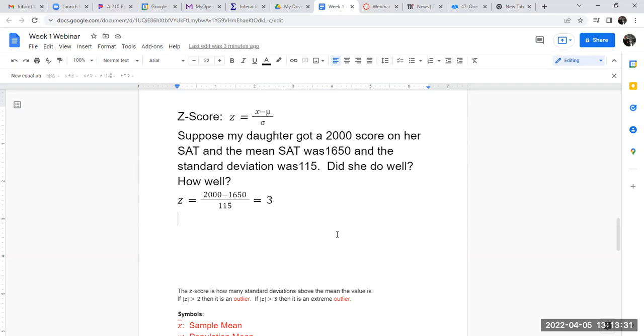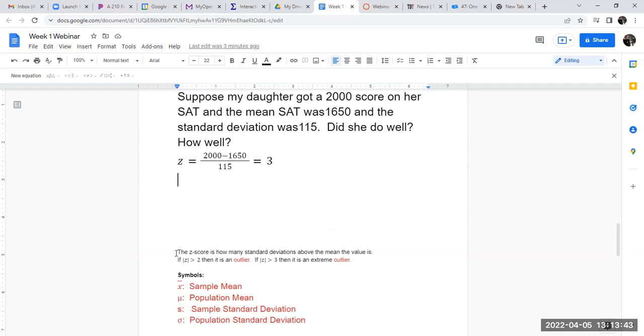Okay, is this something unusual? Is it unusual on the low side or high side? Low side is negative, high side is positive. Okay, or is it normal? Any questions on Z-score ideas? Okay, and just some definitions, very important.